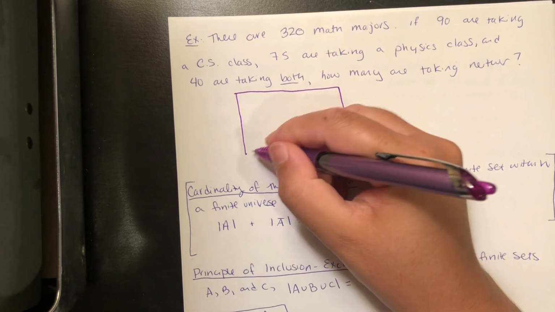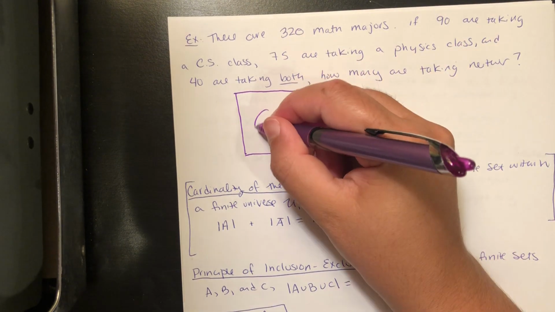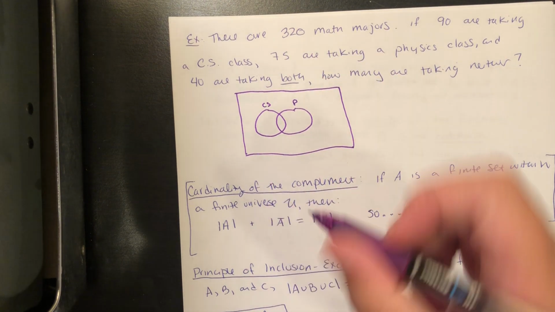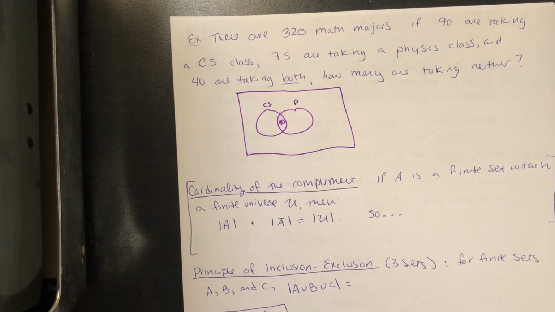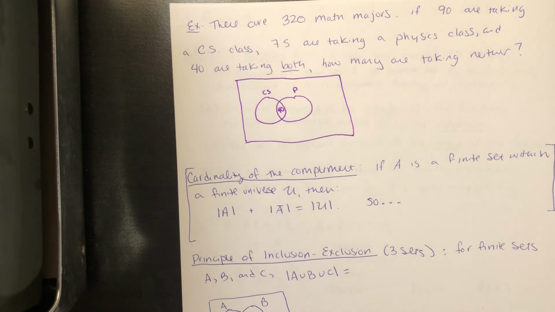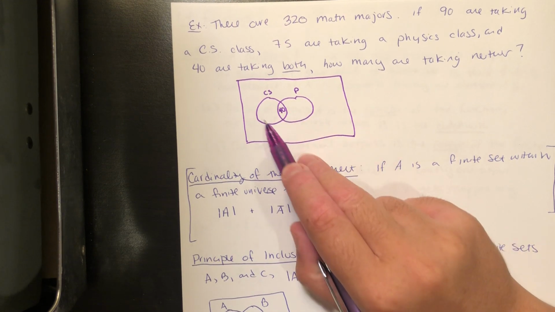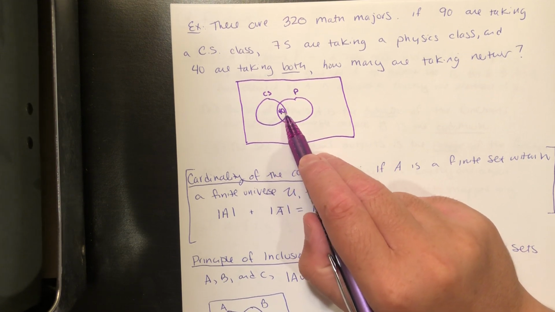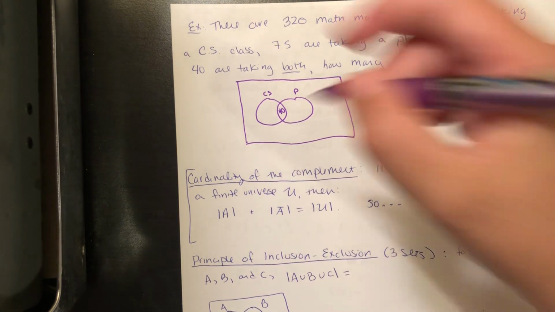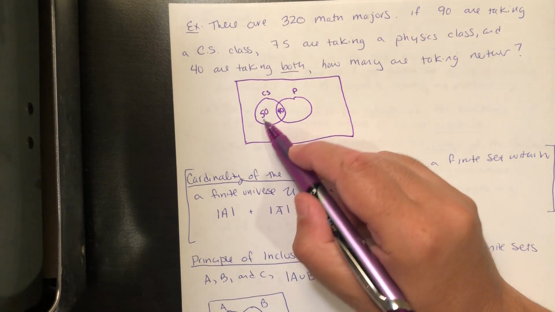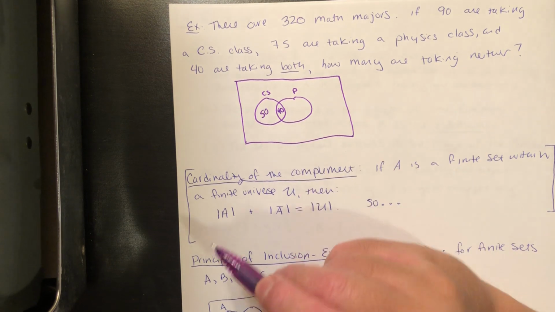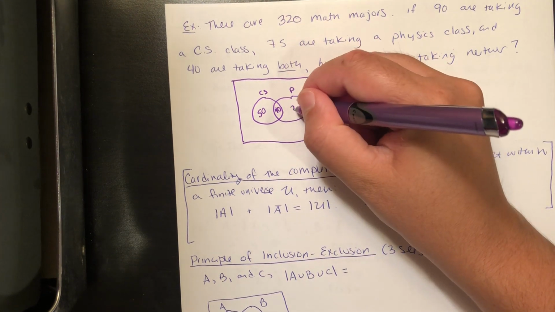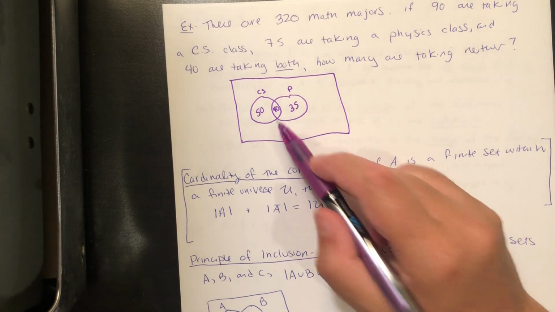Let's start there. So we've got students taking computer science, we've got some students taking physics, and we have 40 students taking both. So I'm going to put 40 here because there's 40 students taking both. Now what am I going to put over here? Well, there's 90 students altogether who are taking computer science. 40 of them are already accounted for because they're in this intersection, they're in both, which means there have to be 50 students who are out here taking just computer science without taking physics. Similarly, if there's 75 taking physics but 40 are accounted for, there have to be 35 over here taking just physics but not computer science.